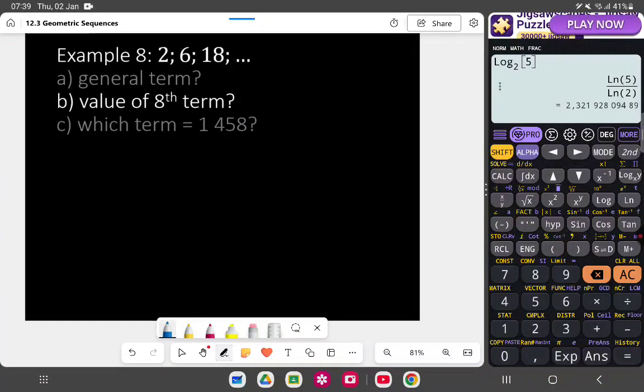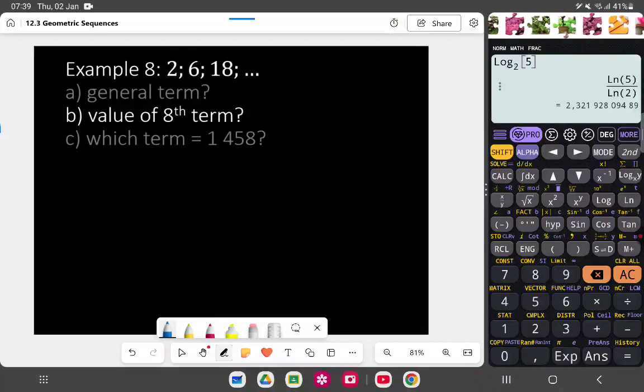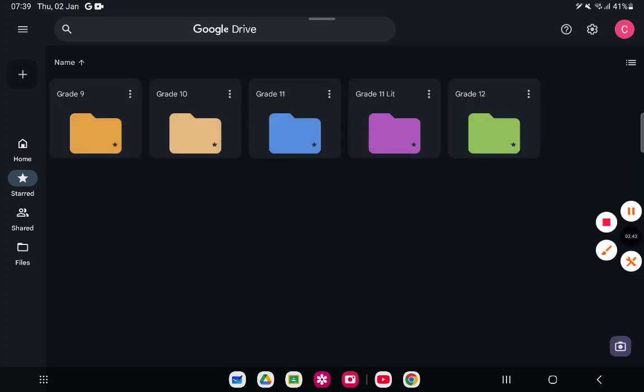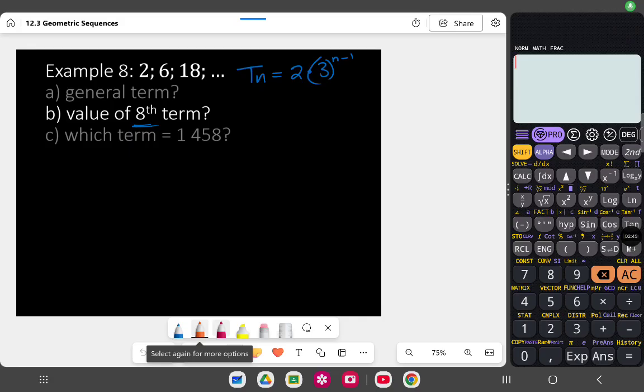Question B is asking us, what is the value of term 8, or the 8th term? Okay, do you remember the equation we just solved? We said term n is equal to 2 times 3 to the n minus 1 with the 3 in brackets. Okay, so if we know what term n is, what is term 8? So we're going to place this 8 wherever we see n, which is in the exponent, right?